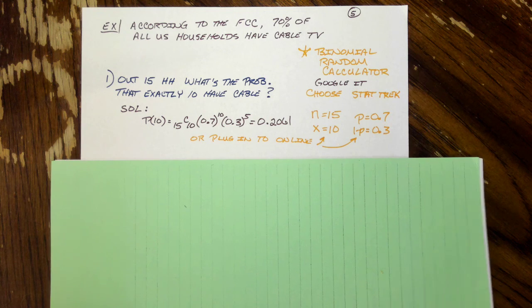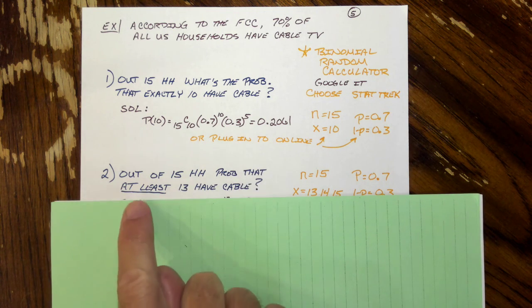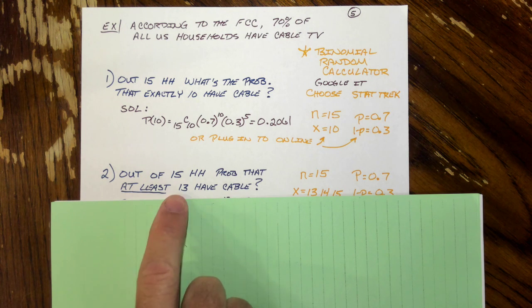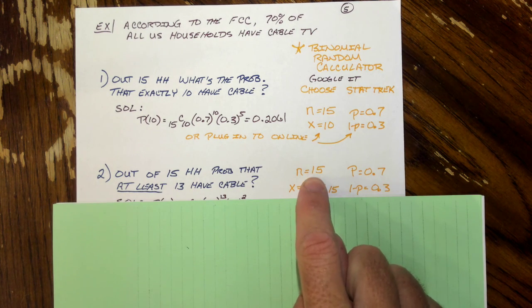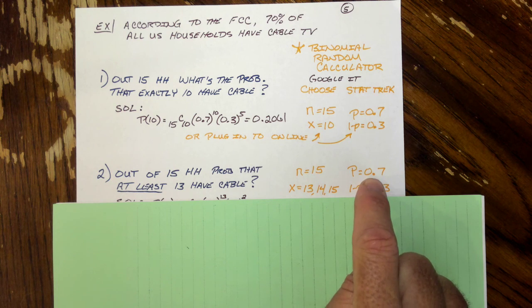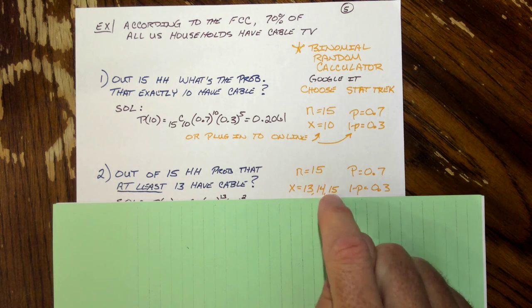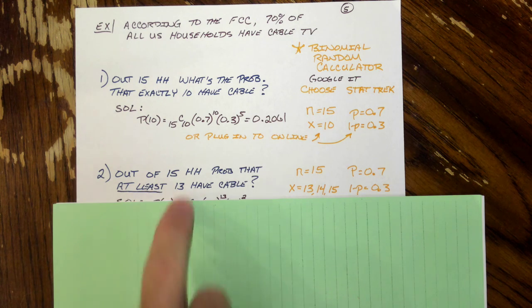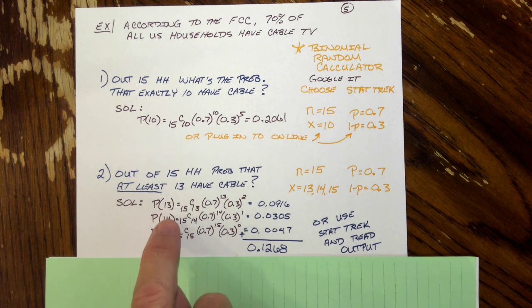So let's look at another one. All right, this one, out of the 15 households, what's the probability that at least, key ingredient here, 13 have cable? So here's what we got going on. Always label my information. N is 15. Probability of what we want, 0.7. What we don't want, 0.3. And we need 13, 14, and 15 households. At least 13. So by hand, boom, boom, boom. Get them all together, add them up.